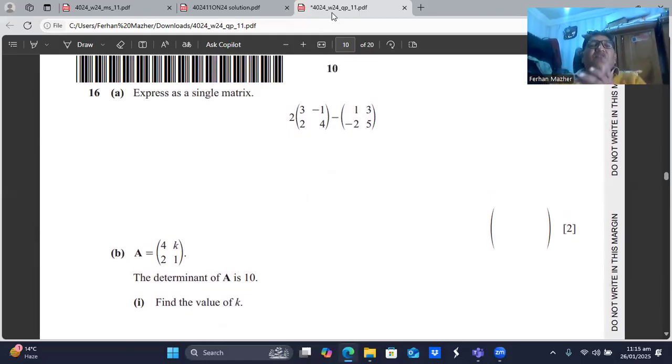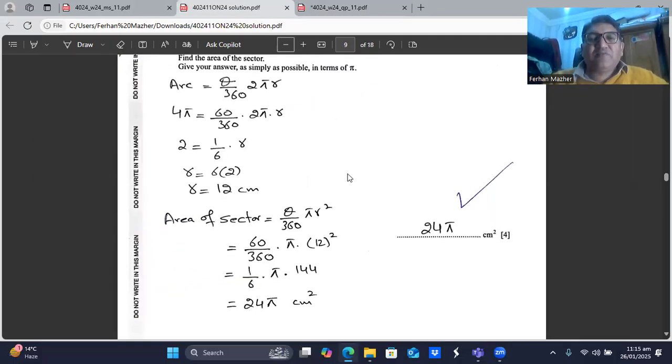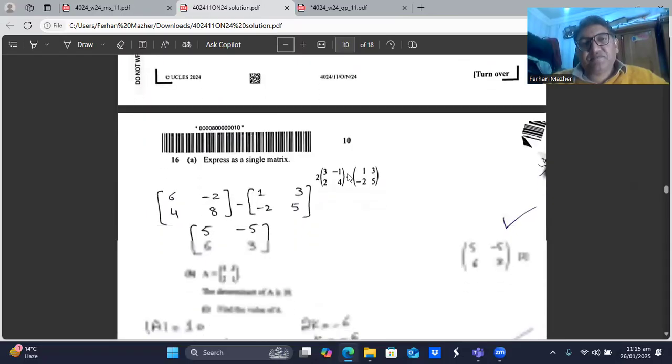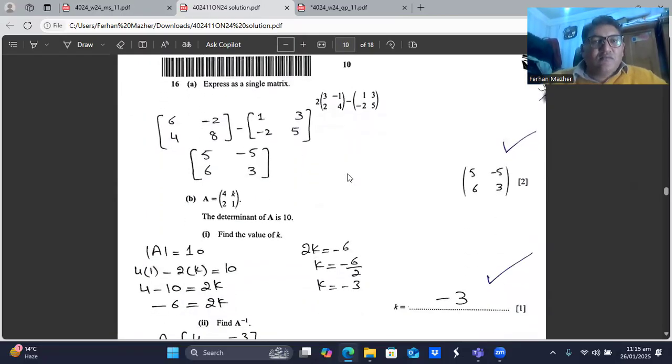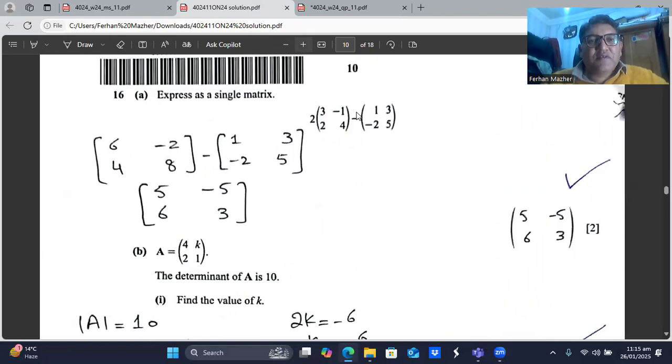So the question number 16, a part, says express as a single matrix. So here we have 2 multiplying with this matrix, then we have a subtract sign, then we have this matrix. So this 2 will multiply with all the members of this first matrix, and then we will subtract them. So let me show you the solution. So here we go. This 2 will multiply with 3, you get 6. 2 will multiply with -1, you will get -2. 2 will multiply with the 2, you will get 4. 2 will multiply with the 4, you will get 8.